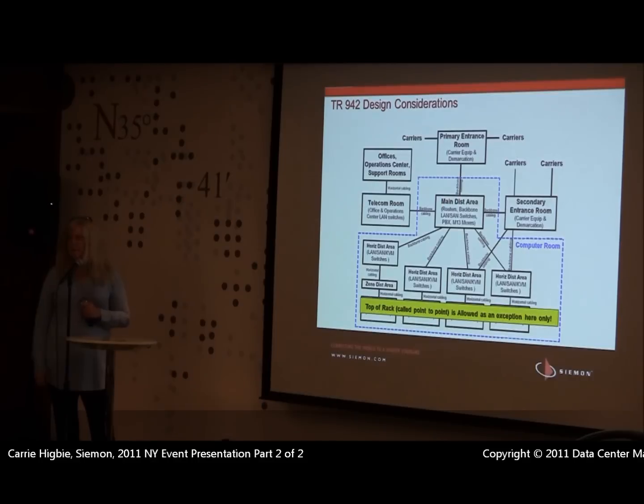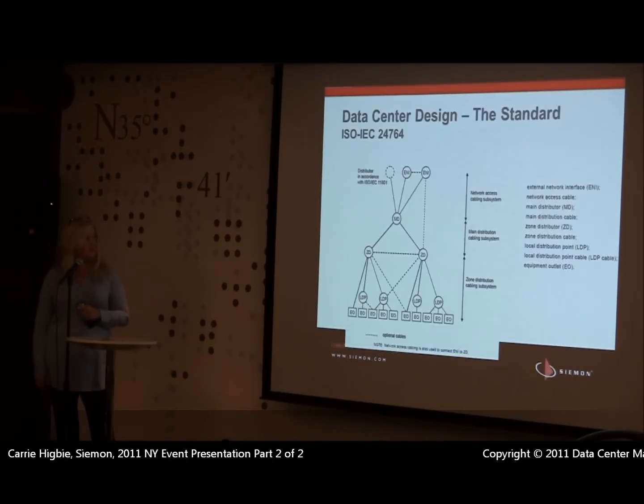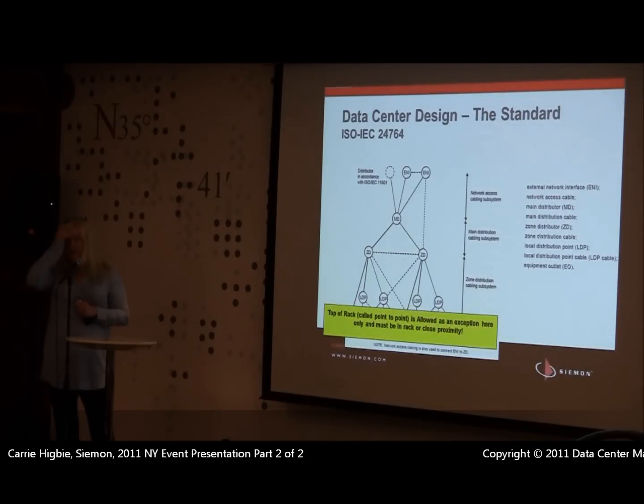Top of rack, as you hear all this talk about, is allowed as an exception only because it's considered point-to-point connections, which are allowed as an exception. The same thing happens in ISO. You'll notice we have very much the same terminology, very much the same layout. Point-to-point is allowed as an exception only and must be in close proximity.